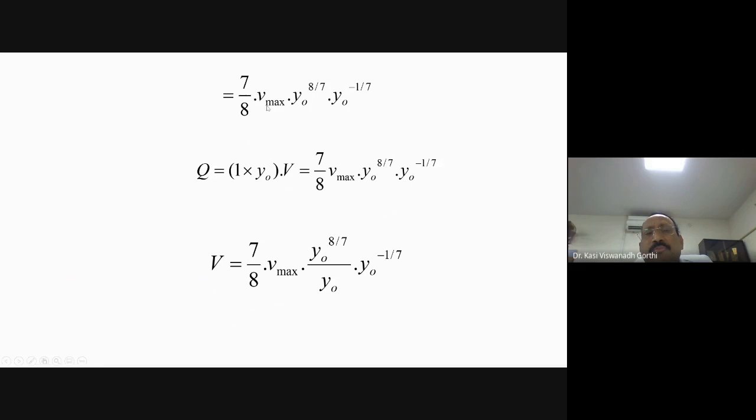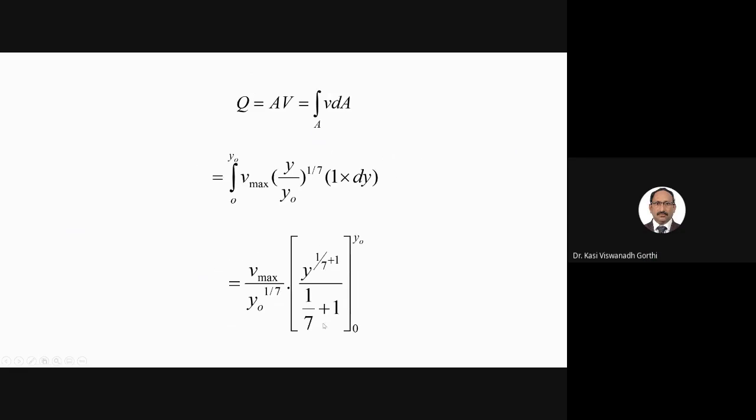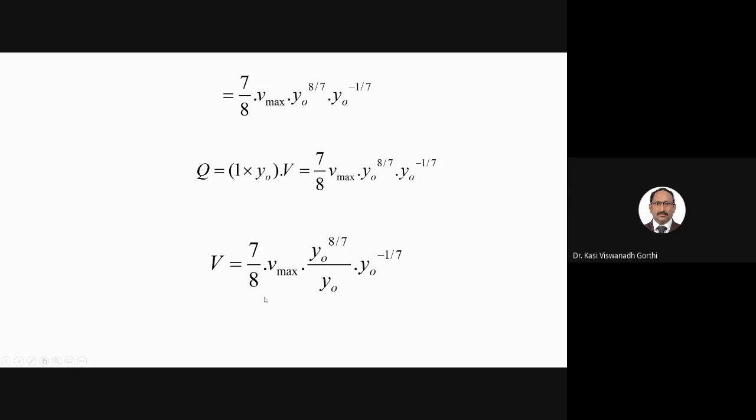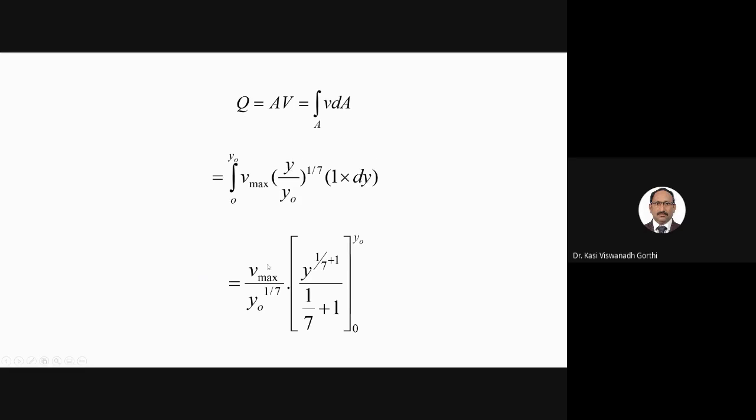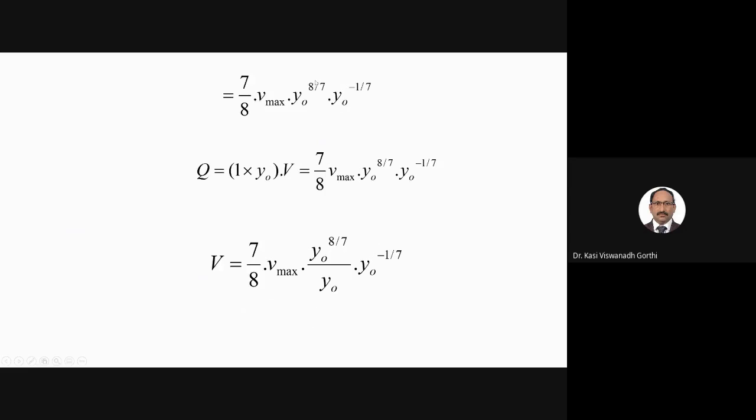7 by 8 into Vmax into y0 to the power 8 by 7 into y0 to the power minus 1 by 7. How do you get y0 to the power minus 1 by 7 here? You are applying this 1 by 7 plus 1 here and y0 to the power 1 by 7 here. So you get this 1 by 7 in the denominator. If you take it to the numerator, it becomes y0 to the power minus 1 by 7. Here it is 1 by 7 plus 1, or 1 plus 7 by 7, 8 by 7. So y0 to the power 8 by 7, y0 to the power minus 1 by 7. So it is 8 by 7 minus 1 by 7, 7 by 7, 1. It becomes simply y0.